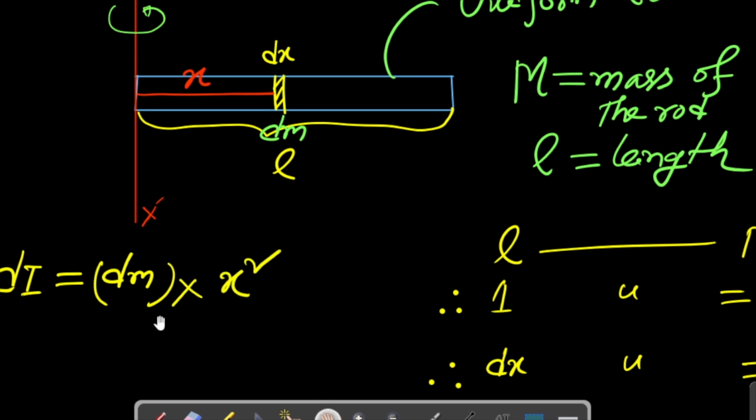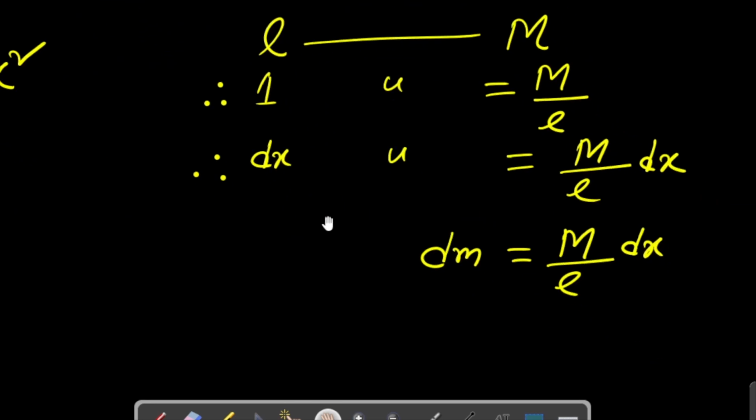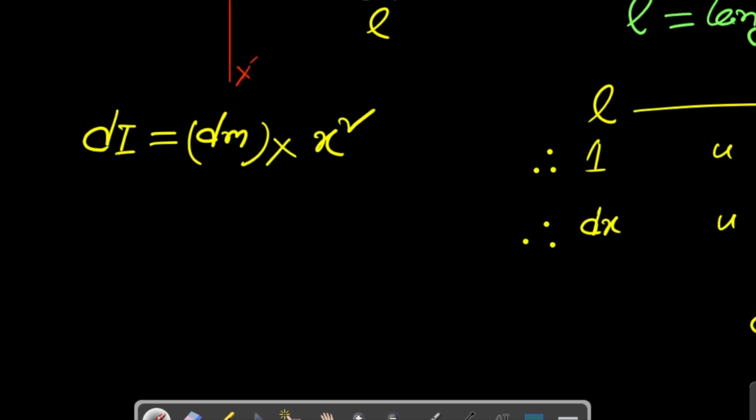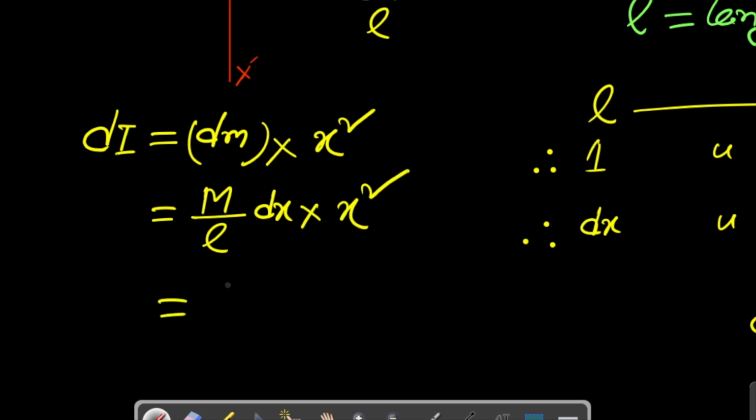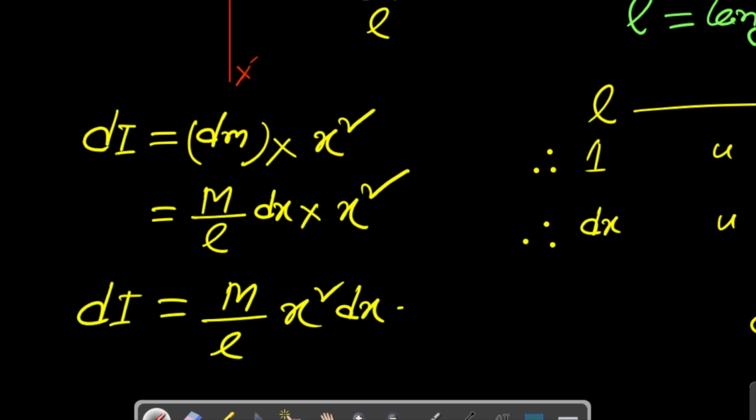Our duty is to put in the value of dm. We already found that dm is equal to m divided by L into dx. So we put the value here: m divided by L into dx into x square. We can write this equation as m divided by L x square into dx. So this is the equation.